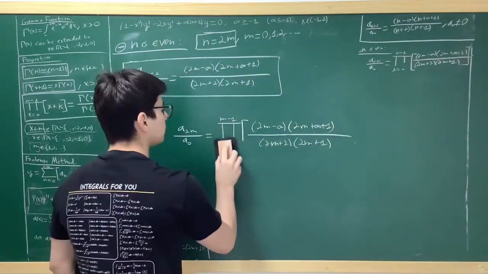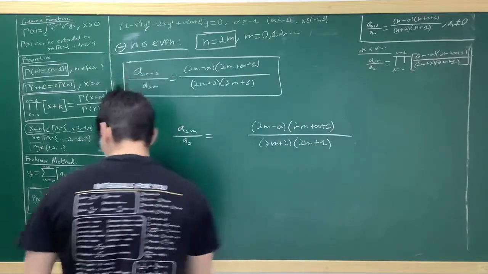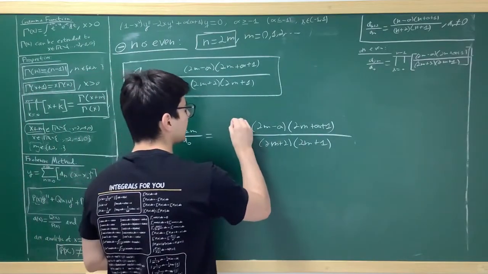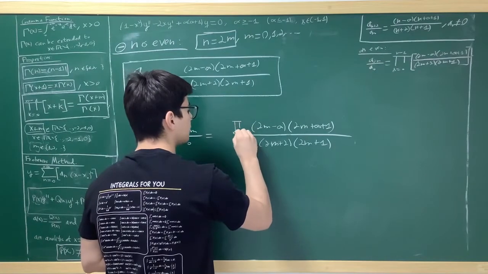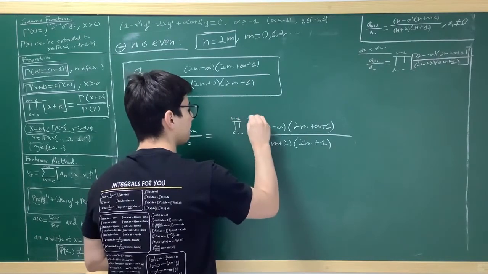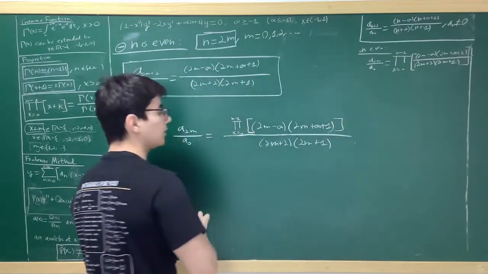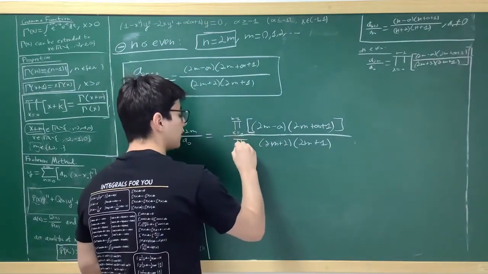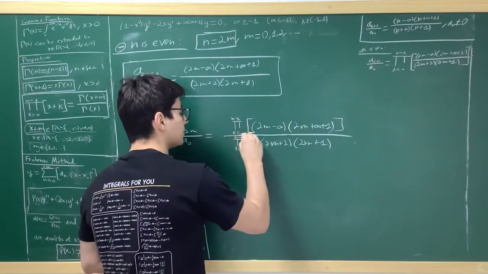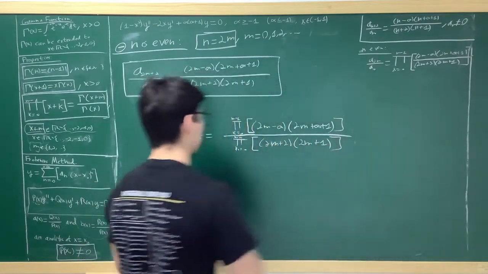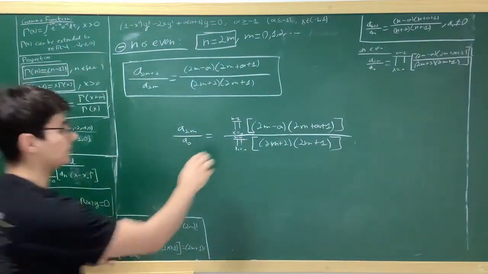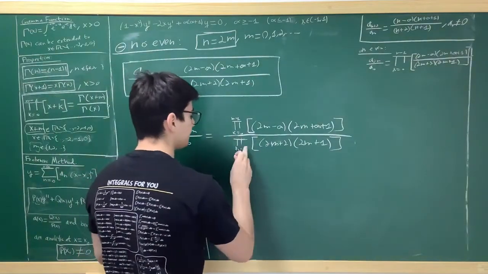So let me just do this again. Here we get the product from k equals 0 to n minus 1. And on the denominator, we do the same. Product from k equals 0 to n minus 1. Notice, well, this is really badly written.